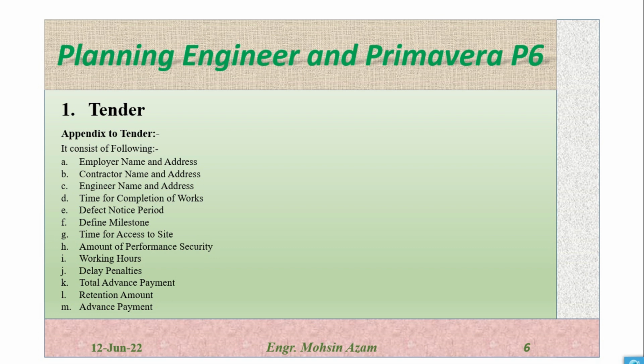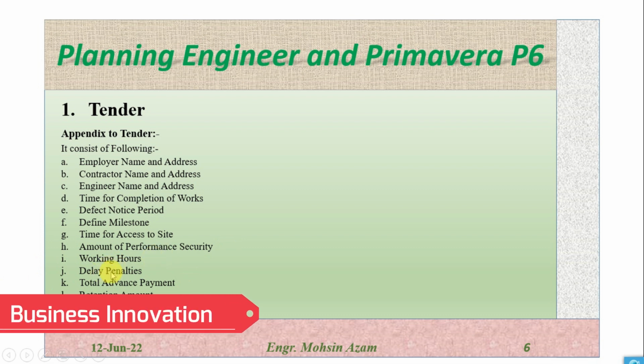Define milestone, what will be the milestone in the project. Time for access to site, so it will be clearly written when the site will be available for the contractor. Amount of performance security, how much performance security the contractor has to submit. This performance security will be submitted as a bond. Working hours, how many working hours the contractor has to work on a daily basis. Delay and penalties, if the contractor delays completing the project or part of the project, how much will be the penalties.